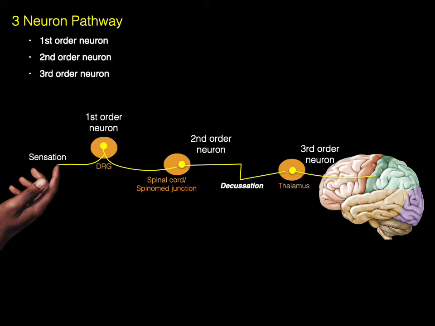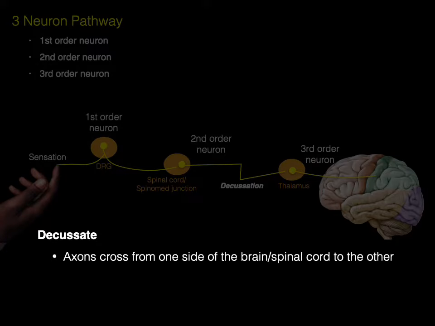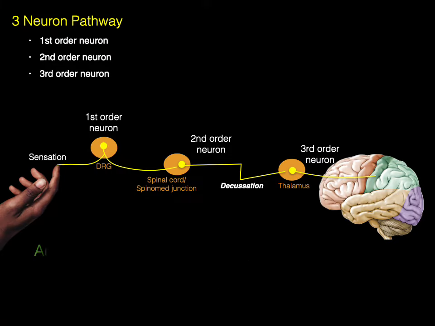There's a decussation that occurs somewhere in all second order neurons. Now, that term decussate is where axons cross from one side of the brain or spinal cord to the other. And this word decussate is Latin for mark with a cross, because the Roman numeral 10 is deca, as in X, which shows crossing from one side to the other.